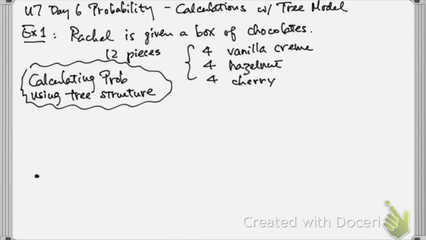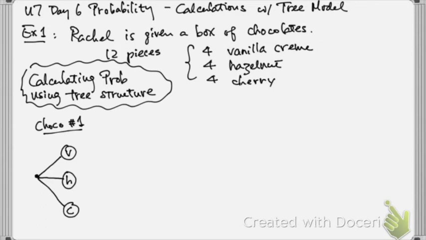So you start drawing a tree depending on what the outcome is going to be from event number 1. Event number 1 would be chocolate number 1. May has a chance of picking either a vanilla, a hazelnut, or a cherry, right? From that original node, think of that as the start of an experiment. It can go one of 3 ways, right? It can go to V, H, or C.